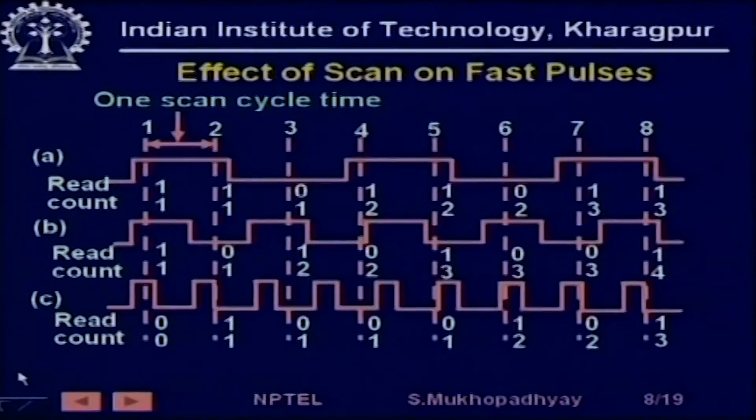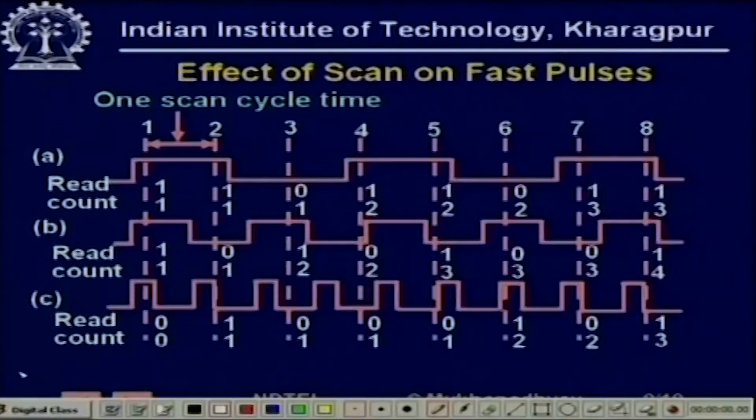So, we shall see that in certain cases such delay times may not be acceptable, in which case you have to take additional measures, in the sense that you might put additional cards or additional hardware for taking care of them. So, this is a case where you get very fast pulses and one has to count those pulses. In this case, suppose the one scan time is this much.